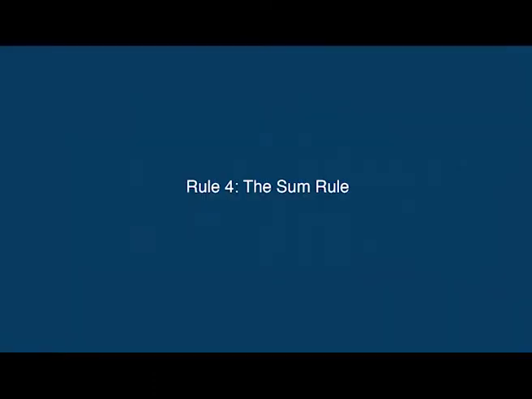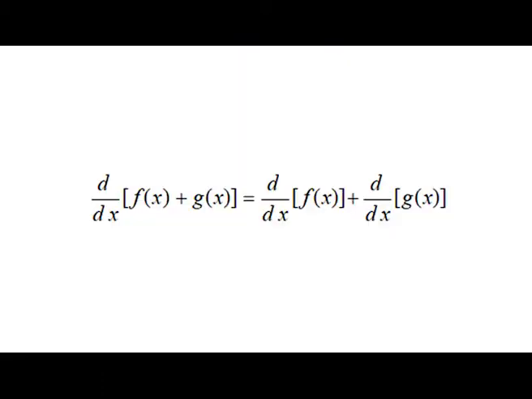The next rule says that the derivative of the sum of two differentiable functions is the sum of their derivatives. Rule 4, the sum rule. If f and g are differentiable functions of x, then their sum f + g is differentiable at every point where f and g are both differentiable. At such points, d/dx of f(x) + g(x) equals d/dx of f(x) + d/dx of g(x). We prove this as follows.